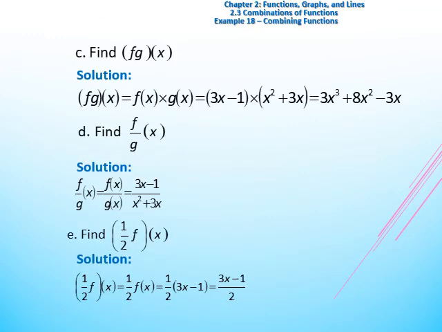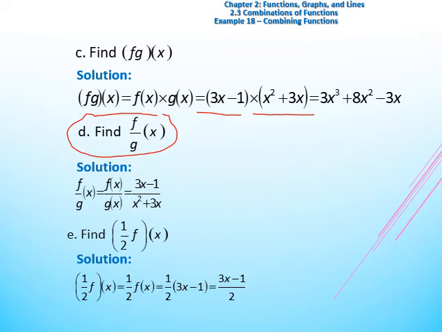To find f times g of x, we can multiply the two functions by each other to get 3x to the power 3 plus 8x squared minus 3x. And also we can combine the two functions by division, dividing f of x over g of x, which is equal to 3x minus 1 over x squared plus 3x.